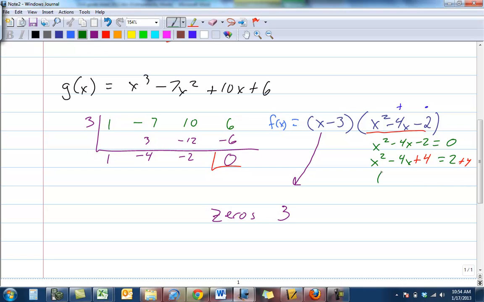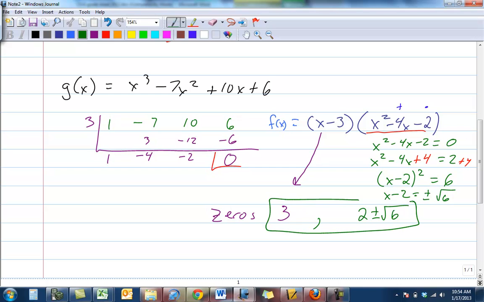Then this factors to x minus 2 quantity squared equals 6. Square root both sides. So now you got x minus 2 equals plus or minus root 6. Add 2. And we get x is equal to 2 plus or minus root 6. It's gross. But those are our 3 solutions. Remember, the original was an x cubed, so these are our 3 solutions. Bring your questions tomorrow. Smith out!